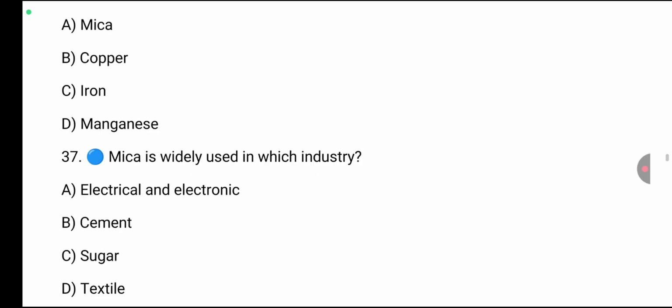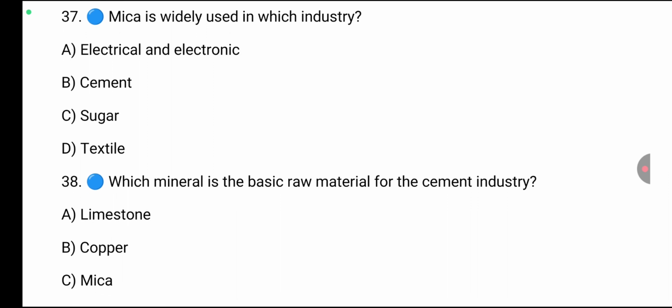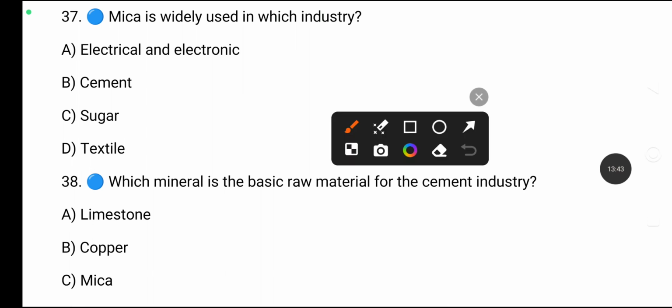Now moving on to question number 37. Mica is widely used in which industry? Options: A, electrical and electronic, and cement, sugar, and textile. The answer will be electrical and electronic.